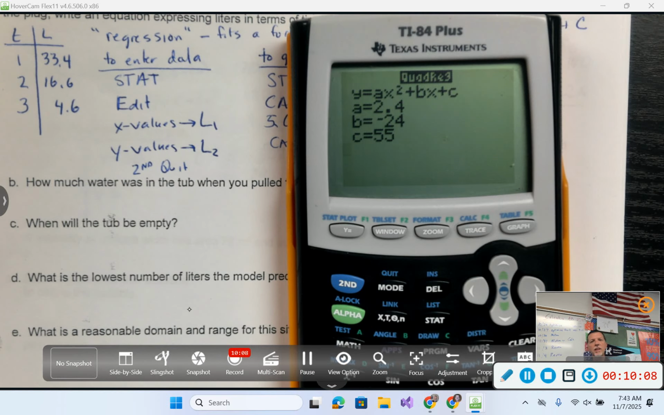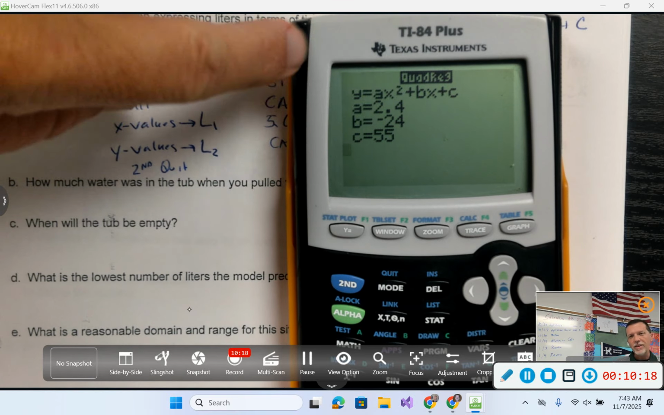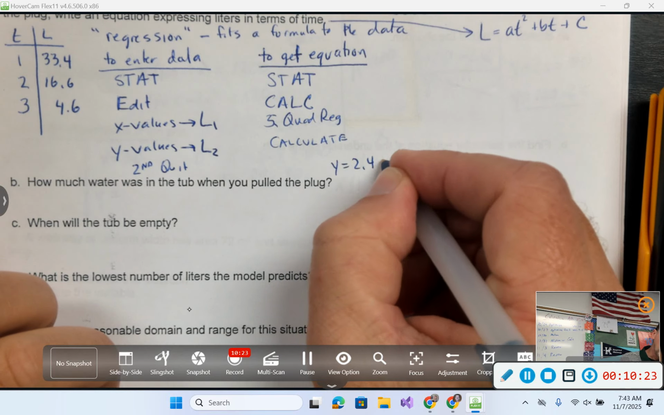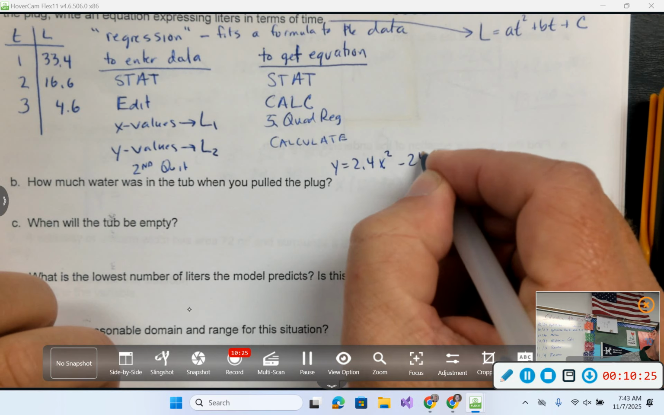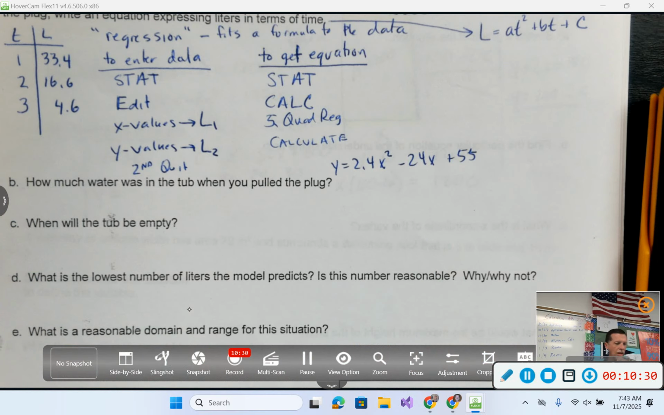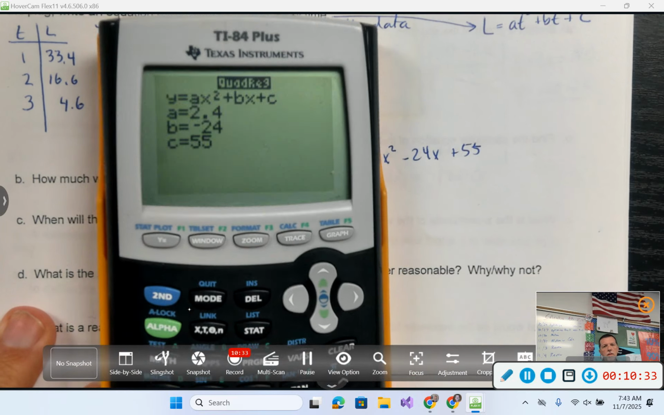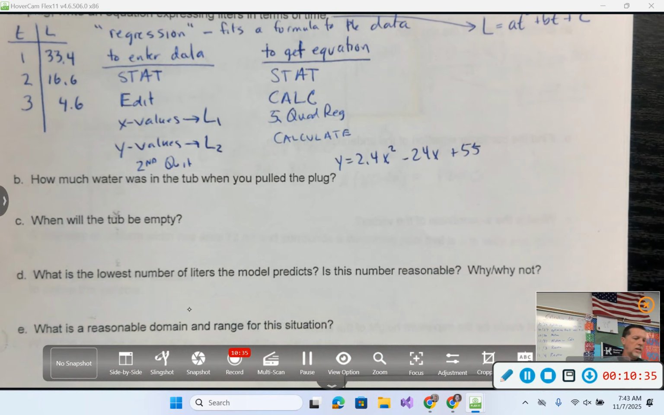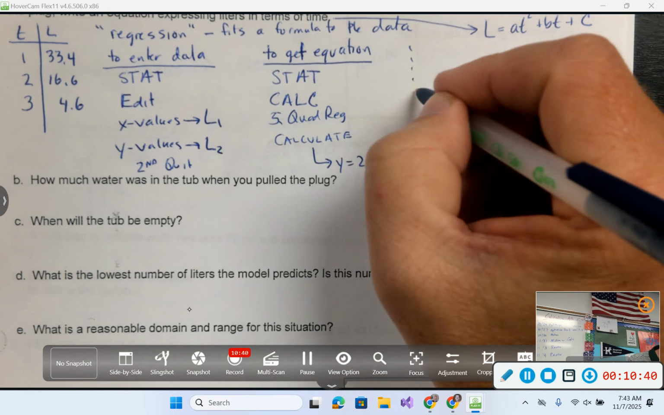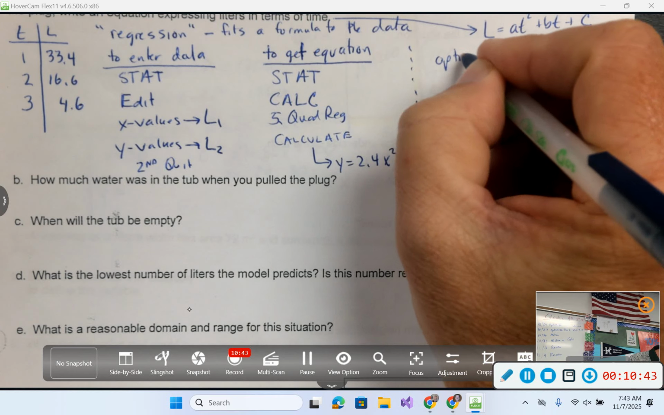It thinks for a minute, does that pretty quick, and then tells you what the equation is, the equation that fits your data. It even lays out and reminds you what the formula should look like. So y equals 2.4x squared minus 24x plus 55. Okay, I guess we'll just call this optional, what I'm about to show you.